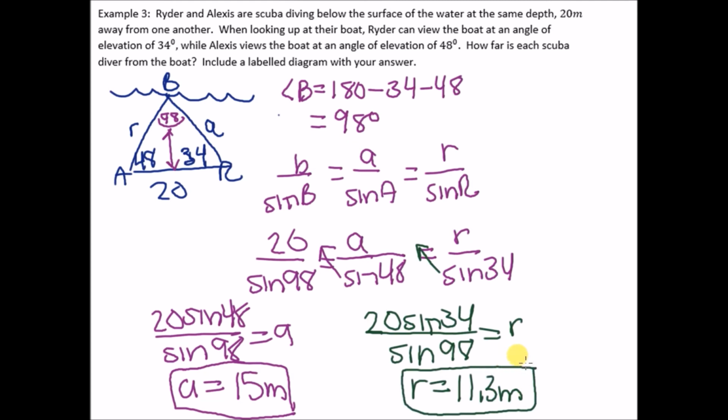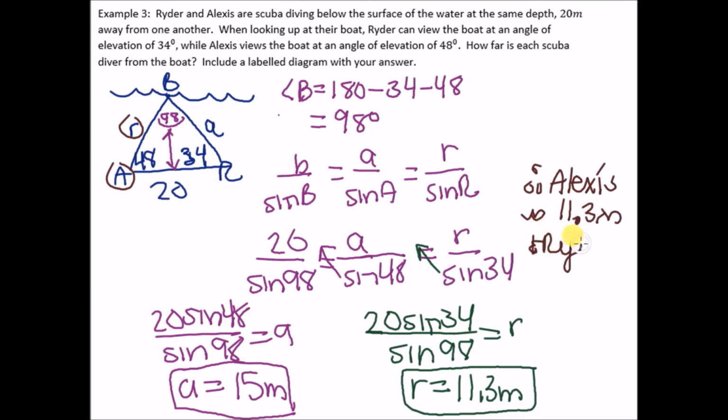There you go. So we can say, therefore, Alexis is, okay, so really look these up, because Alexis is the side R away from the boat, so 11.3 meters, and Ryder is 15 meters from the boat.